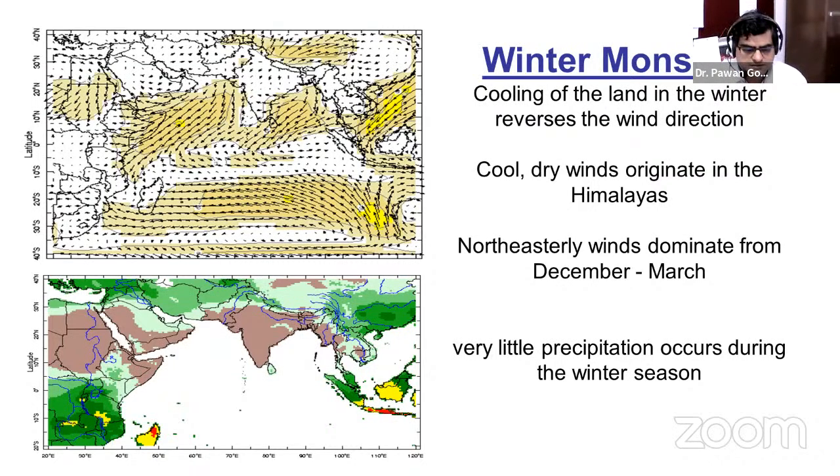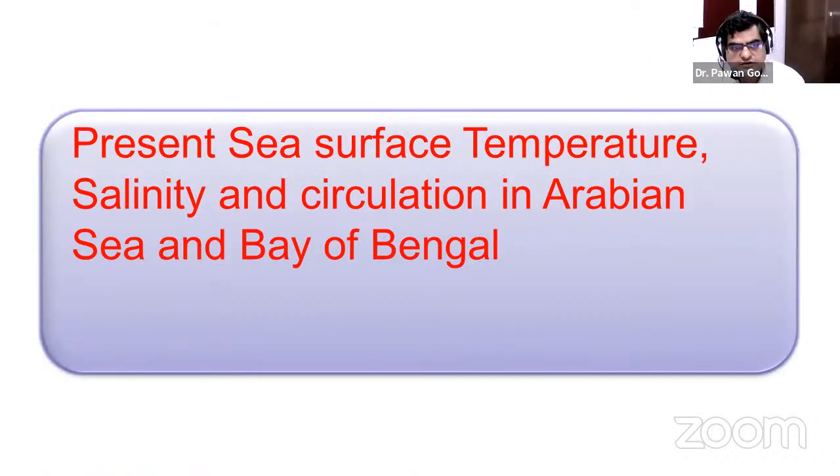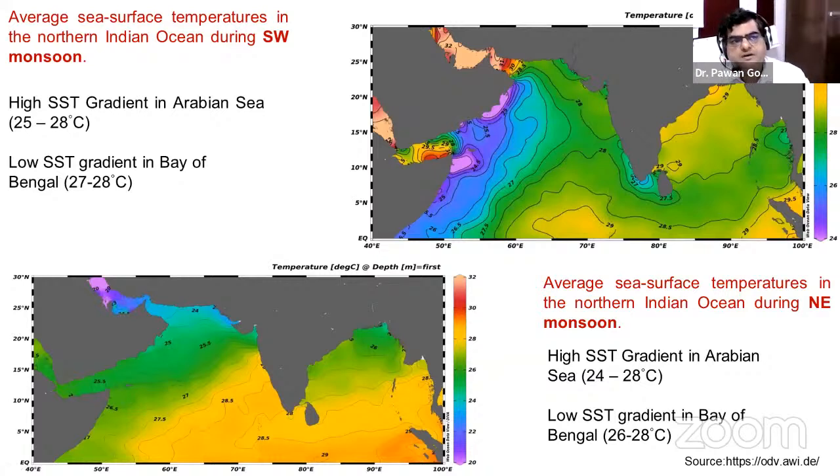precipitation there. I would like to talk about present sea surface temperature, salinity, and circulation in the Arabian Sea and Bay of Bengal. Here I am showing the average sea surface temperature in the northern Indian Ocean during the southwest monsoon. It is a very unique feature of our northern Indian Ocean, in the Arabian Sea and in the Bay of Bengal, that there is a high SST gradient in the Arabian Sea compared to a low SST gradient in the Bay of Bengal. In the northeast monsoon, the same thing: average sea surface temperature, high SST gradient in the Arabian Sea and low SST gradient in the Bay of Bengal.